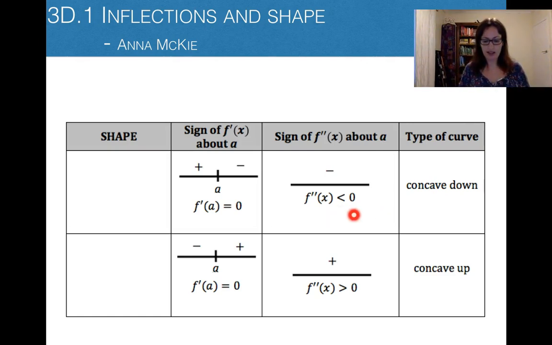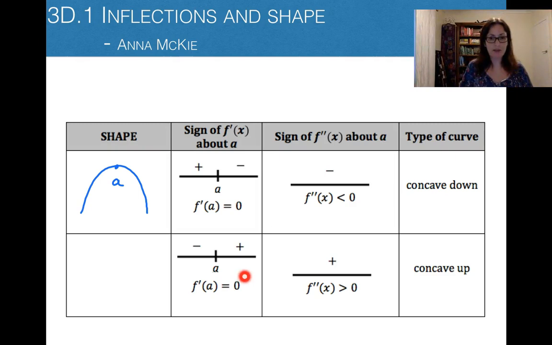And what is the shape of the curve then? It would be concave down. So the whole time. So negatives are sad, so it's got a sad shape. So that would correspond to this, with the point A being our stationary point.